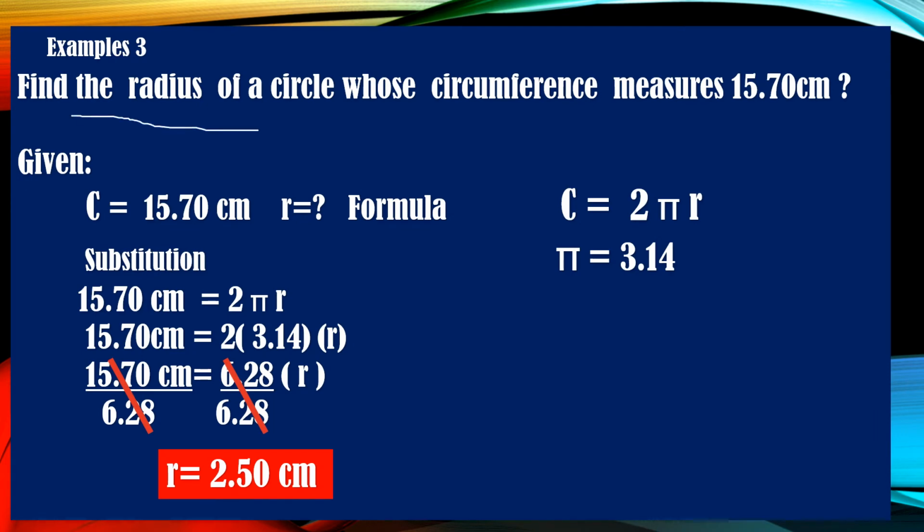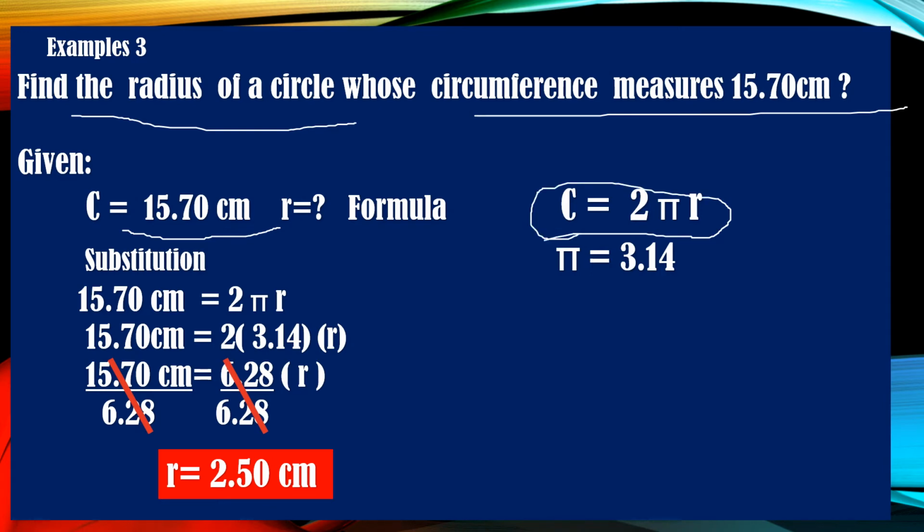To find the radius, whose circumference is 15.70 centimeter. So, the given is the circumference of 15.70. And we are looking for the radius. So, the formula for this is 2 pi r. Now, substitution. So, the circumference is 15.70 is equals to 2 pi r. Now, 15.70 is equals to 2, then pi is 3.14, and we are looking for the radius.